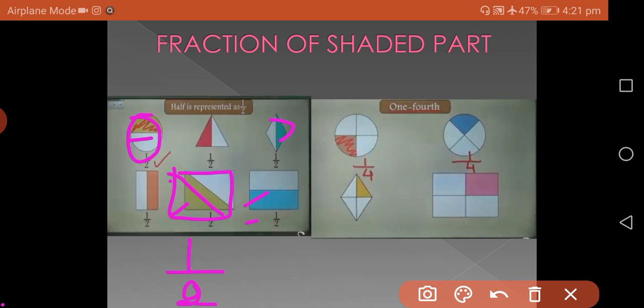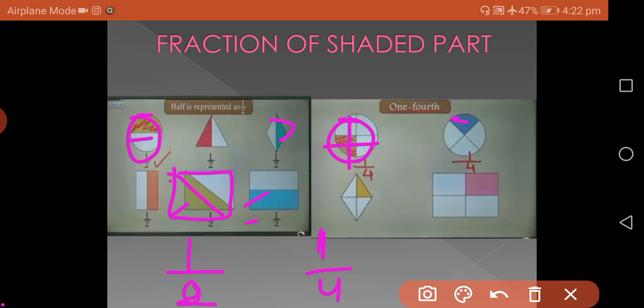So we represent it like this, and it is also read as half or 1 by 2, 1 over 2. In the same way, you can see here how many parts are there in a whole. There are 4 equally divided parts in a whole, so it is a fraction. The total number of parts is 4. Out of 4, how many parts are shaded? One part is shaded, so it will be represented as 1 by 4.